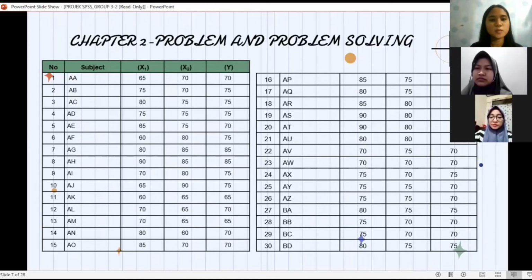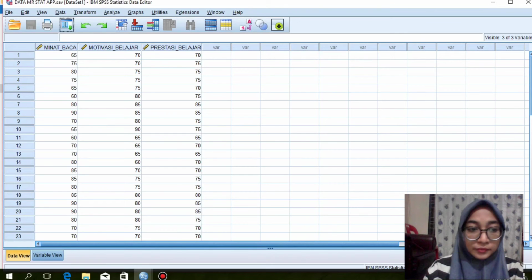And then this is the problem and problem solving will be explained by Royana. Okay, I will explain about the procedure, how to analyze data with multiple regression analysis. The first one, open your SPSS software in your PC or your laptop by double-click the icon of software, and there is our data. There are 30 data, and the next step, do input data. We can click variable view and data view and fill them.